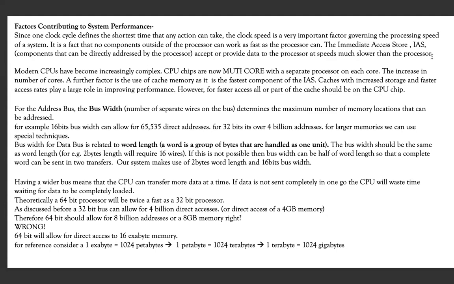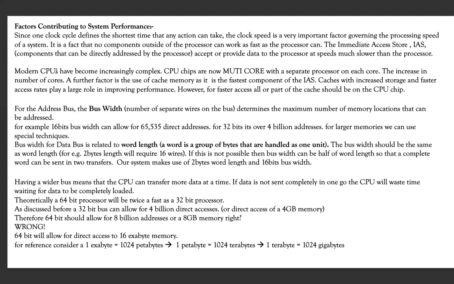So obviously my cache and RAM, despite being very fast storage devices, are nowhere close to the processor speed on its own. Modern CPUs have become increasingly complex. CPU chips are now multi-core with separate processors on each core. Besides the increase in the number of cores, a further factor is cache memory, as it is the fastest component of the IAS. Caches with increased storage and faster access rate play a large role in improving performance. However, for faster access, all or part of the cache should be on the CPU chip.